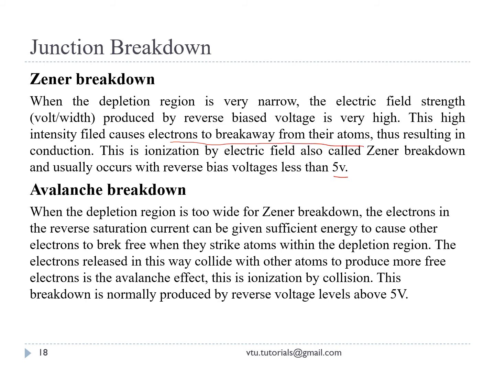When you increase the reverse bias voltage, the electrons get the energy to break away from their atoms and become free electrons, resulting in current conduction, right?